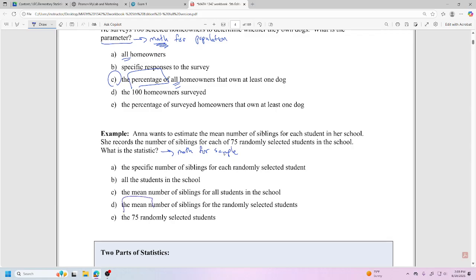Yeah. See, the mean, see, that's math. Mean means like average. So we're saying like the average for selected students, right? We don't want all because that would be population. We're not looking for that. So this guy. Cool?